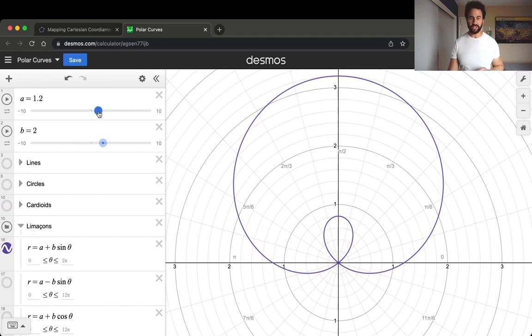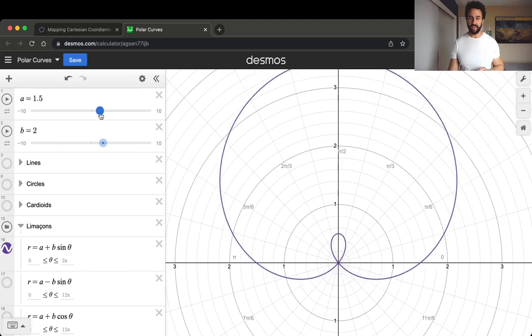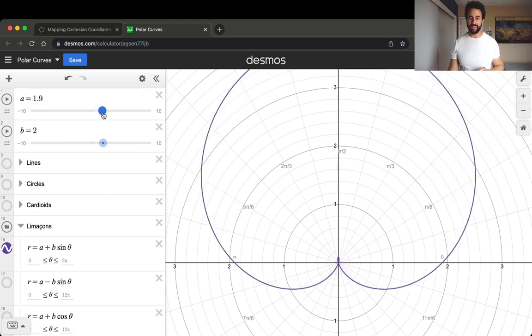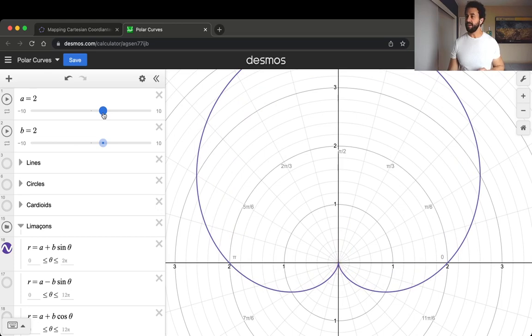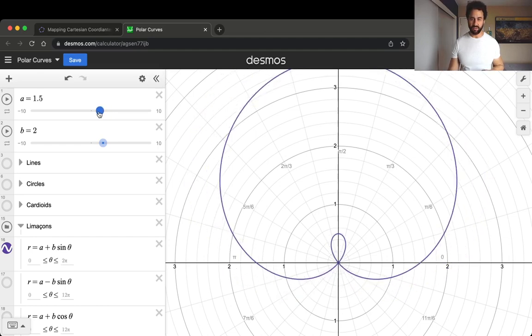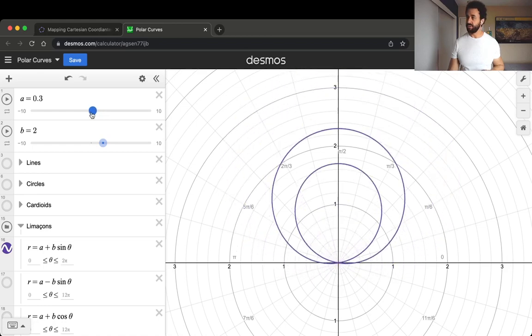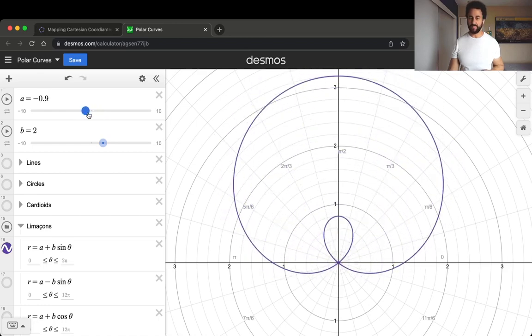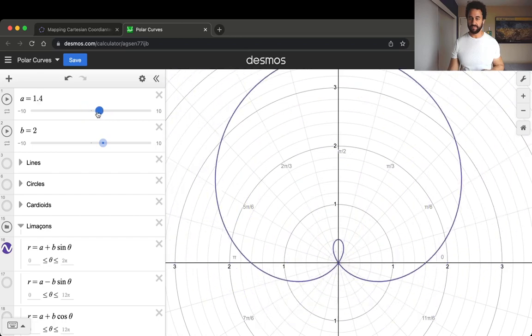And if I change A, it changes the size of it. And notice here that if A and B are equal, then I get a cardioid, which is exactly what we saw a moment ago, right? Because then you would have A plus A sine theta. So that's a cardioid. And if A is bigger than B, the little point that would normally contact the pole starts to move away. And if A is less than B, we get an inner loop right there. And they can invert. There you go.